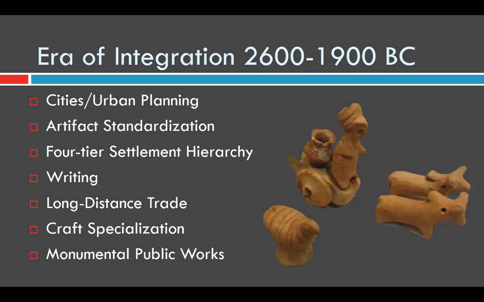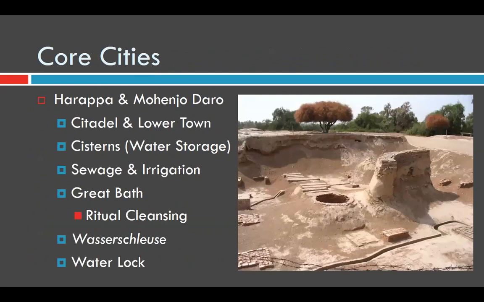Long distance trade, they're trading with Mesopotamia over great distances. There's craft specialization within their economy. Here you can see some more little ceramic figurines or toys or whatever they are showing up. And they have monumental public works. They're building large scale buildings, a citadel, a public bath. And the citadel implies a military garrison, but there's no indication it was separate. These are public spaces that it seems most anyone that can come into the city could use, at least from our interpretation archaeologically.